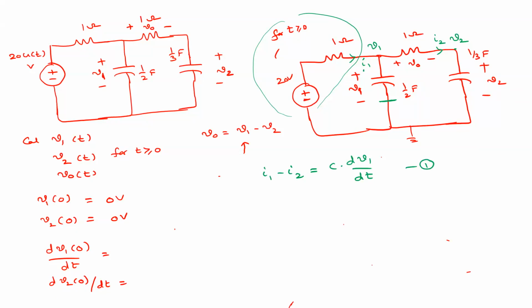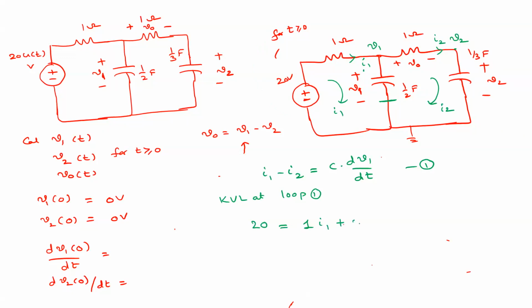So now you can apply KVL in loop 1, right? What will you get if you apply KVL in loop 1? So this is I1 current, and this is I2 current. So 20 is equal to 1 into I1 plus V1, right? So this is another equation.